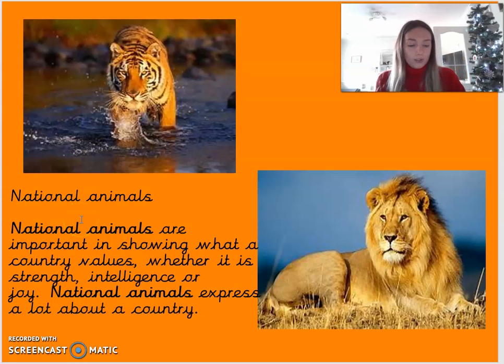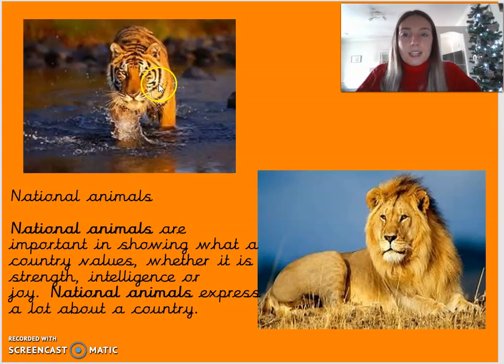Here we've got two different pictures of some animals. And these are the national animals of both countries. Can you take a guess which one you think is our national animal and which is India's national animal? See if you can pause the video and have a guess which one is which.